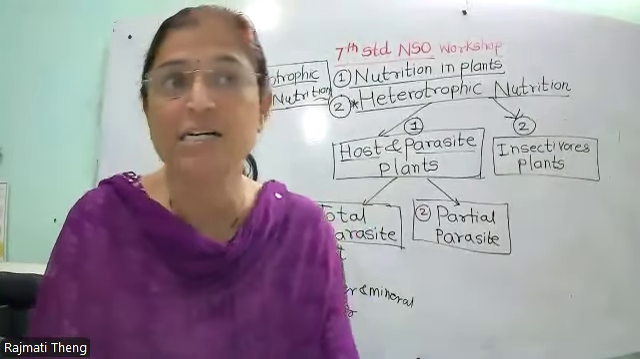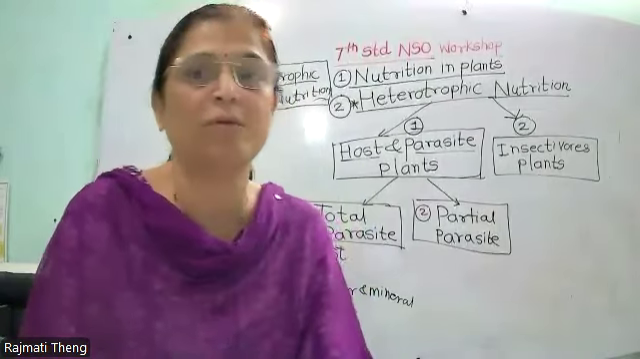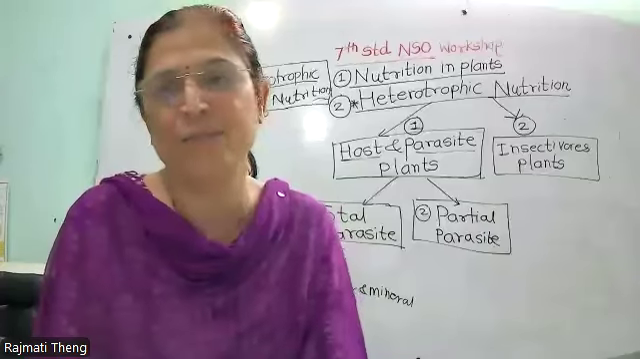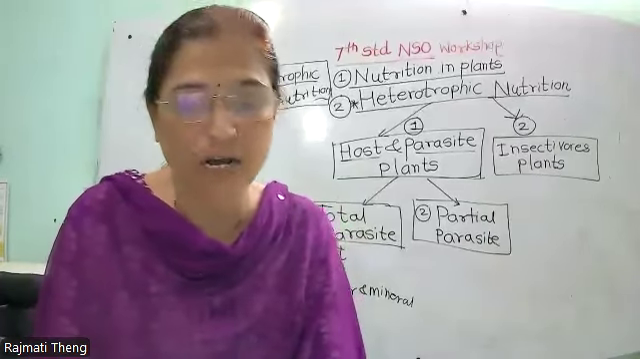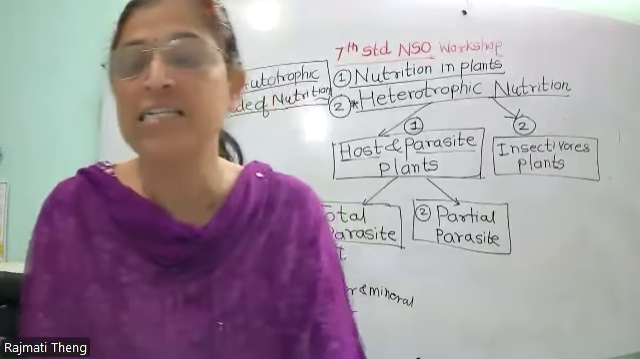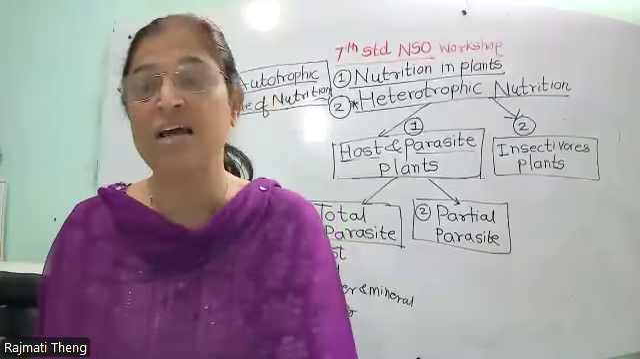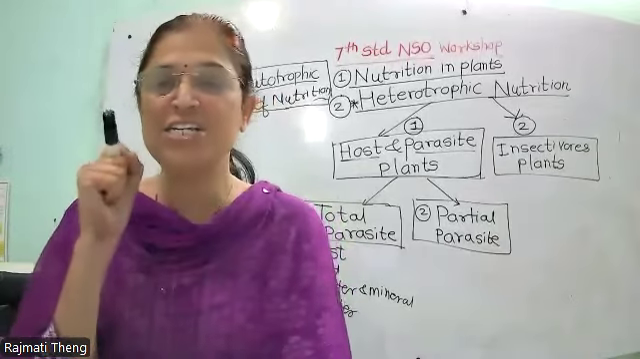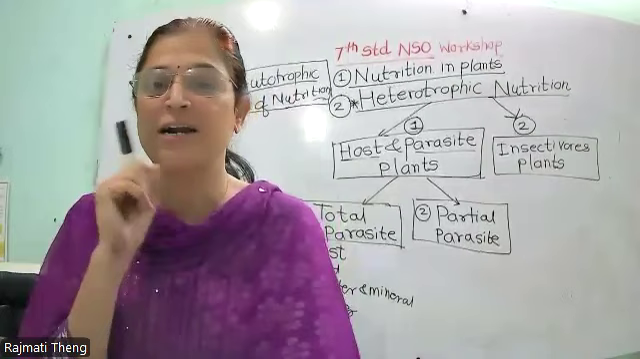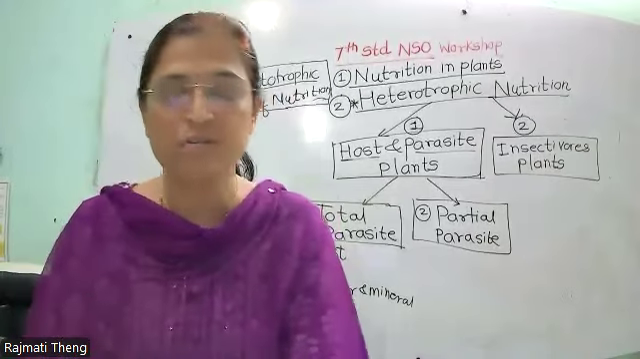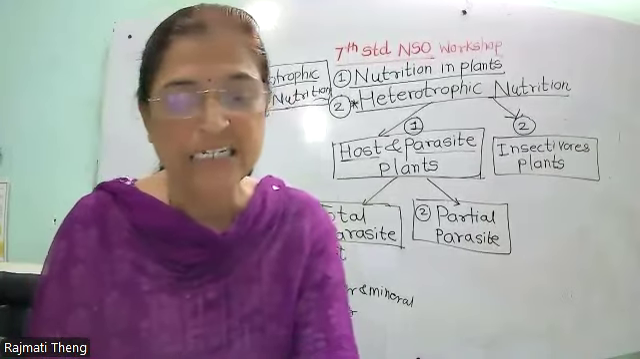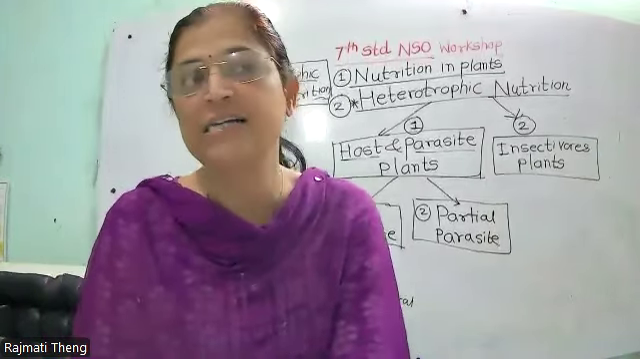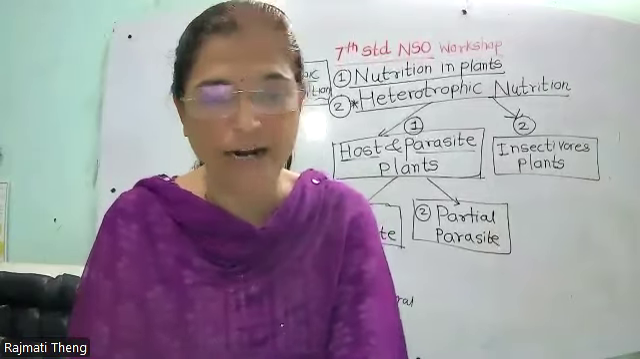First one is Cuscuta, also called dodder, and in Marathi we call it amarvel. Cuscuta, dodder, amarvel. It is a yellow wire-like structure having special roots called haustoria, which suck the food, water and nutrients from the host plant. First example is Cuscuta and second example is Rafflesia. Rafflesia is also a total parasite plant.